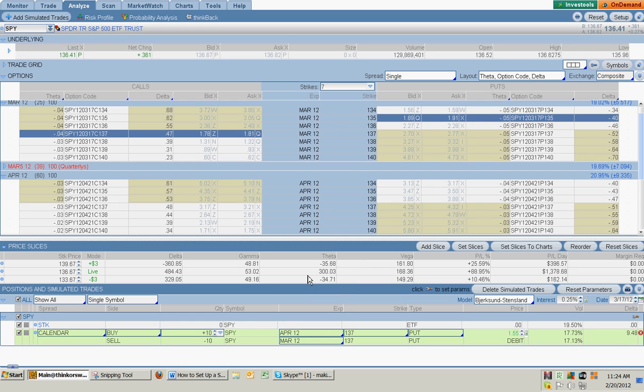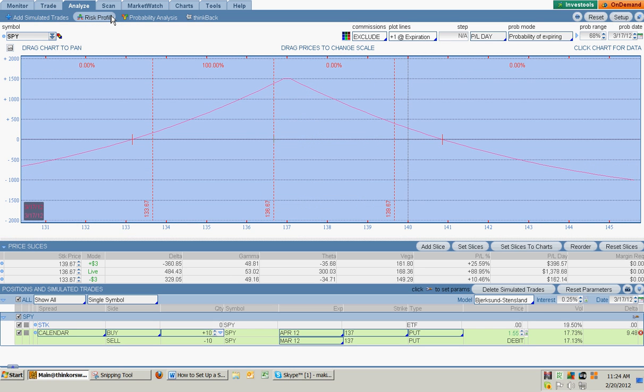So let's look at the risk profile graph for this single calendar spread. This is a typical graph of what we could make or lose with a single calendar spread at the 137.